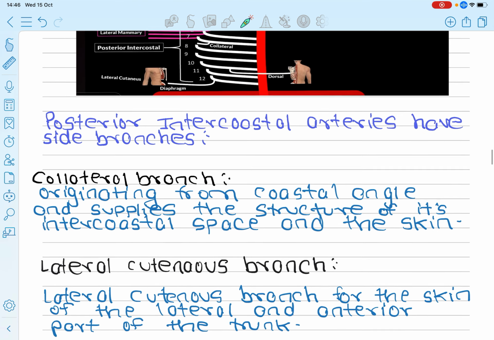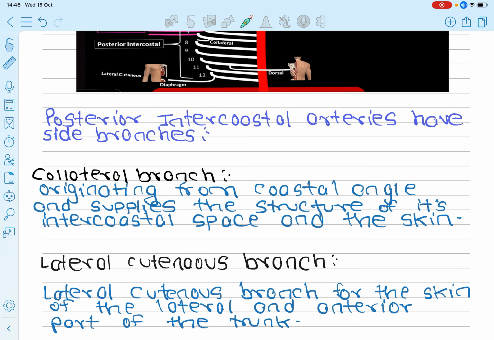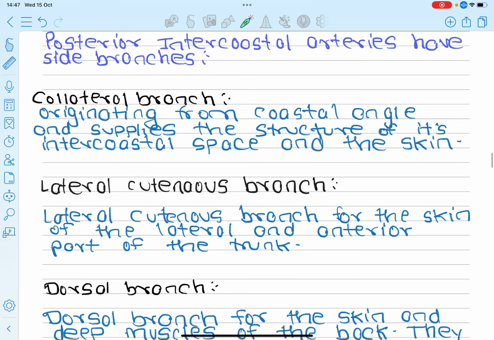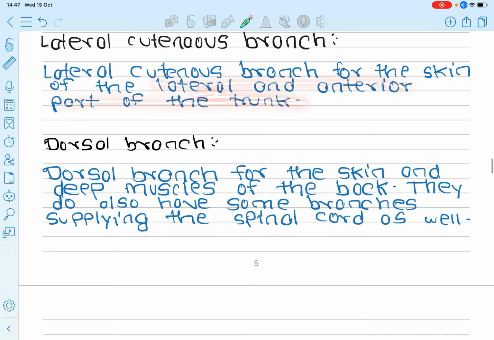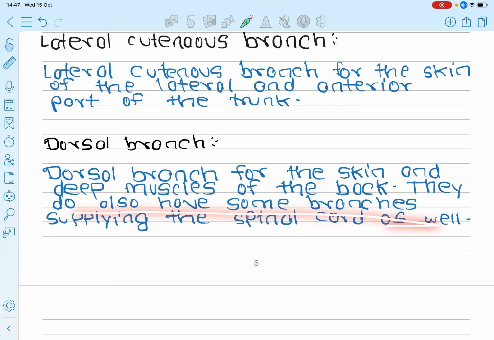Then the lateral cutaneous branch. The lateral cutaneous branch is for the skin of the lateral and anterior part of the trunk. Then the last branch is the dorsal branch. The dorsal branch is for the skin and the deep muscles of the back. They also have some branches supplying the spinal cord as well.